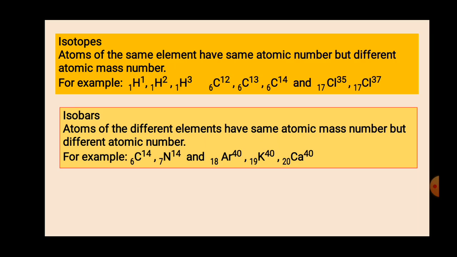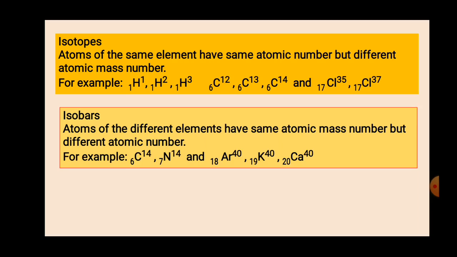Now in hydrogen, the first isotope H 1 1 is called protium. H 1 2 is deuterium. H 1 3 is tritium. H 1 1 has no neutron at all. It contains only an electron and only a proton. Now what is the definition of atomic number and atomic mass number? I will tell you later. So first understand the concept of isotopes.